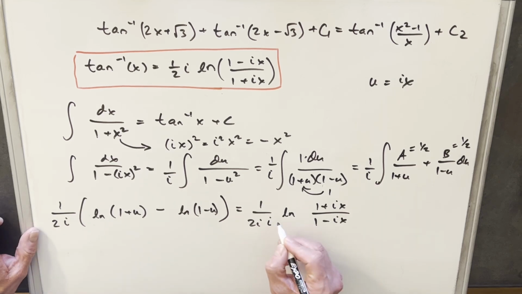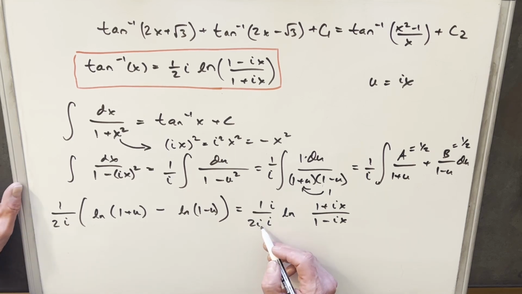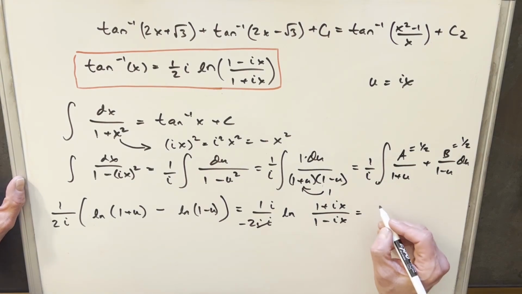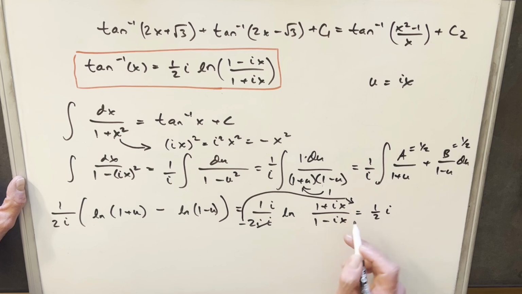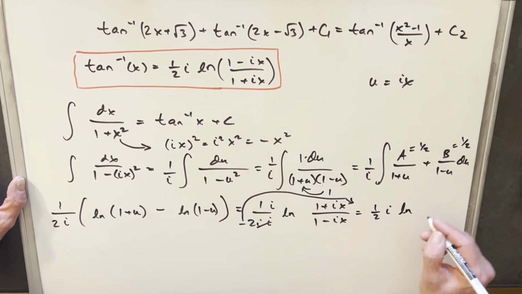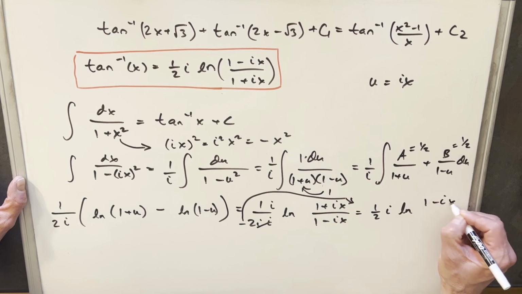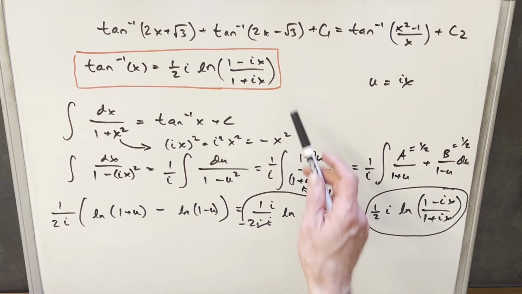So what we'll do is multiply i times i over i. So that's just multiplying by 1. Well, this will be i squared, which is going to create a minus sign here. Now rewriting this, we're going to write this as 1/2 i. I'm going to take this minus sign, bring it into the power here, and use it to flip this so that we get 1/2 i natural log of (1 minus ix) over (1 plus ix). And you notice that matches exactly.